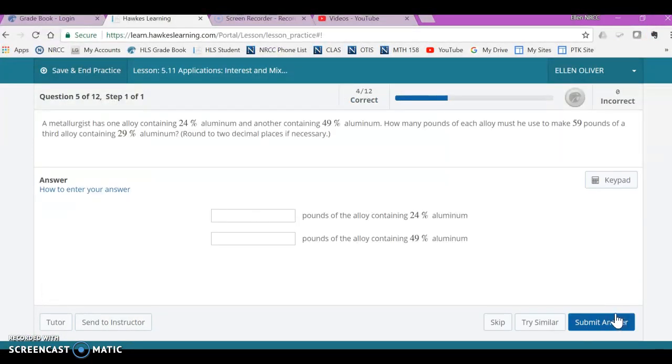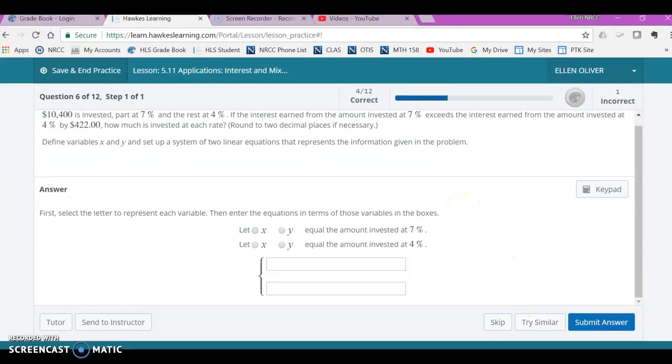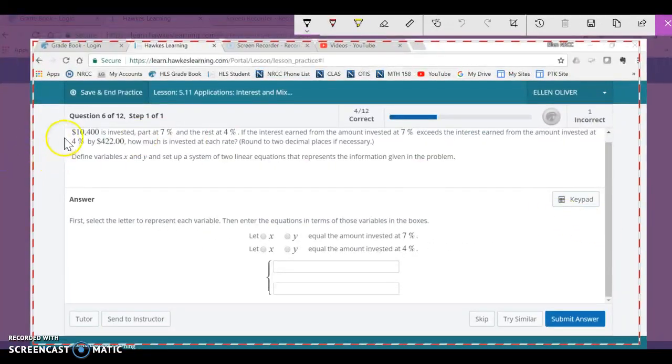All right, might have time for one more. That's a percentage one again. This one looks like it might be kind of confusing. So let's do it. All right, so 10,400 is invested, part at 7 and the rest at 4. So first select a letter to represent each variable. So I'm just going to let the first one be X and the second one be Y. So X plus Y equals 10,400. That's my first equation. The X goes with the 7%, so that's 0.07X. The Y goes with the 4%, so that's 0.04Y equals. Okay, so the interest earned from the 7% is gonna exceed the other one. So I'm not gonna add them together. I'm gonna subtract the other one by their difference, 422. So pay attention to that.